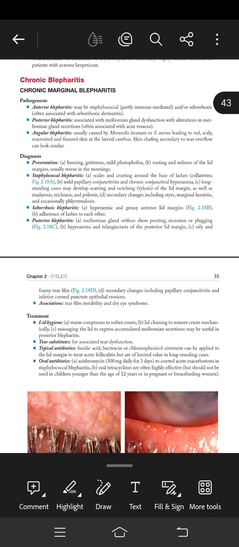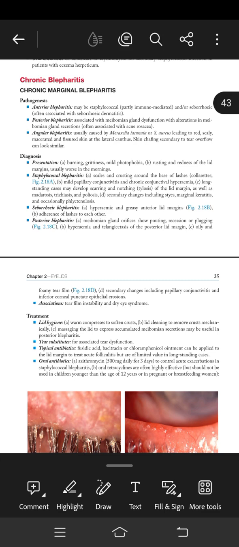Angular blepharitis, this is very important. It should be differentiated from the skin chafing secondary to tear overflow. The culprit microorganism is Moraxella lacunata. Angular blepharitis is caused by Moraxella or staph.